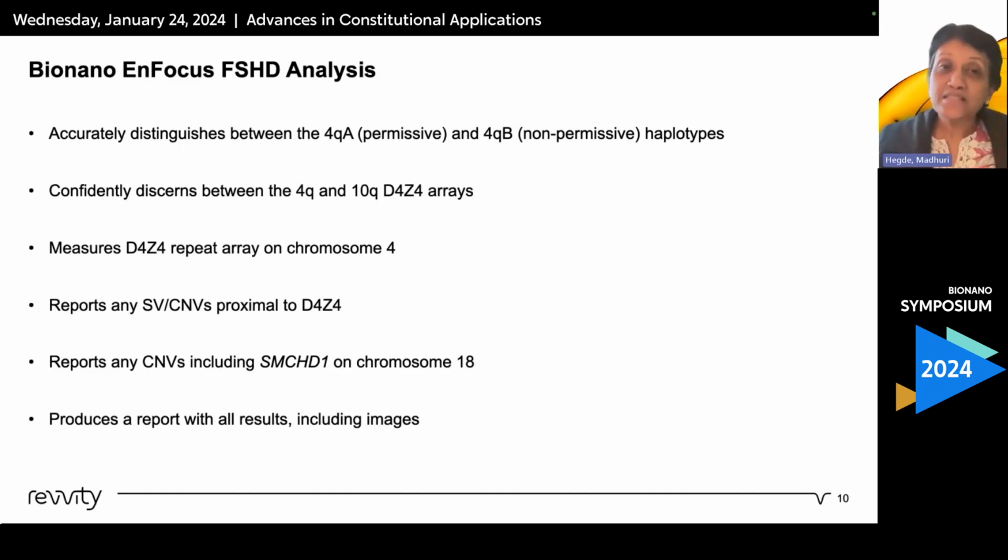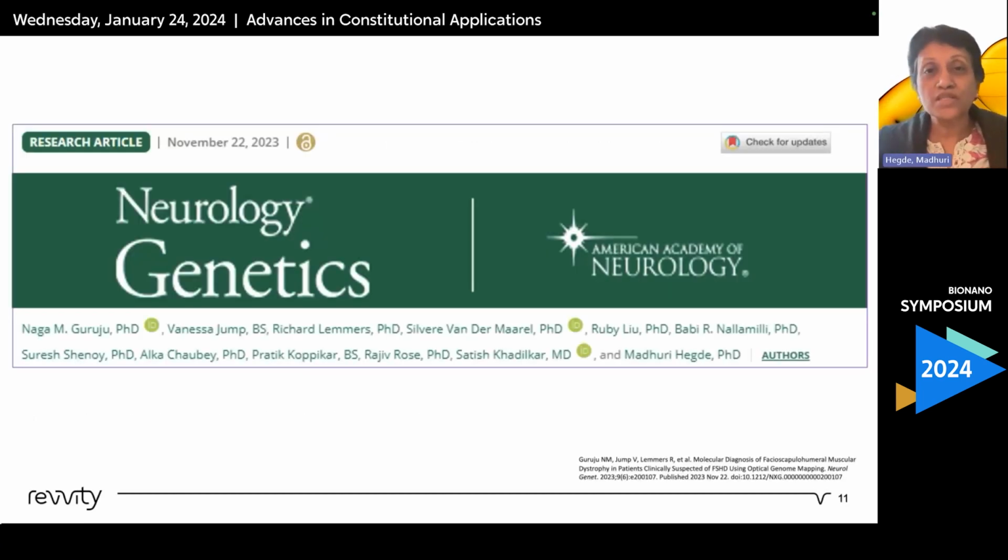Then confidently discern between the 4Q and the 10Q D4Z4 arrays. Measure the D4Z4 repeat on chromosome 4, but then also some additional requirements such as reporting of the structural variants or the copy number variants proximal to D4Z4 is important. Detecting copy number variants in these other three genes which I mentioned, the most important of them being SMCHD1, and then produce a comprehensive result, including images which they can translate into the report which we are going to eventually send out.